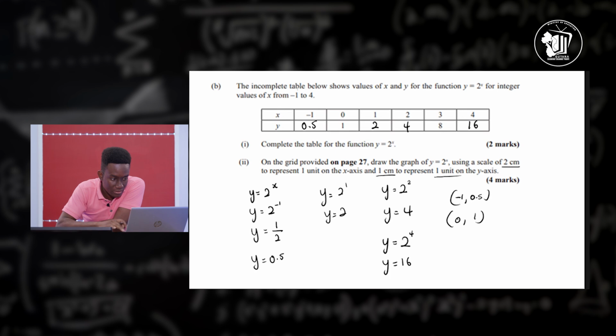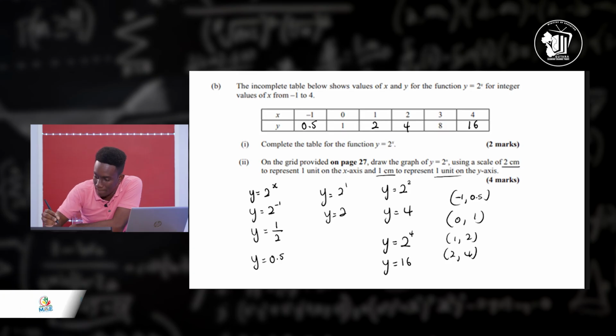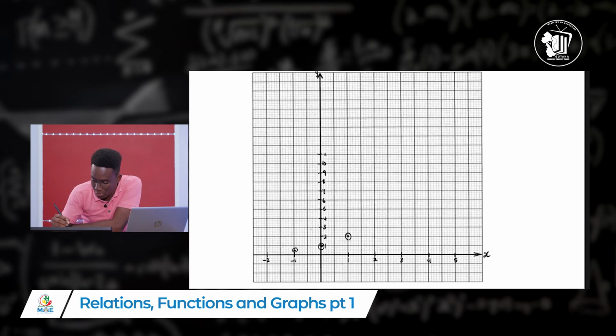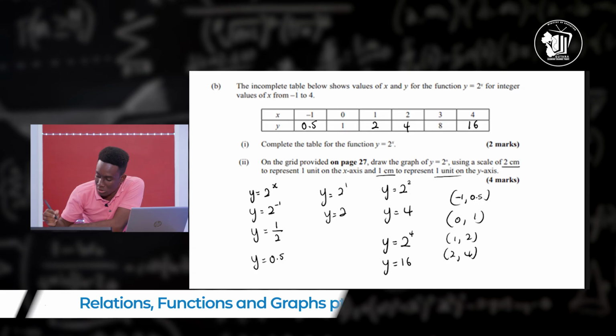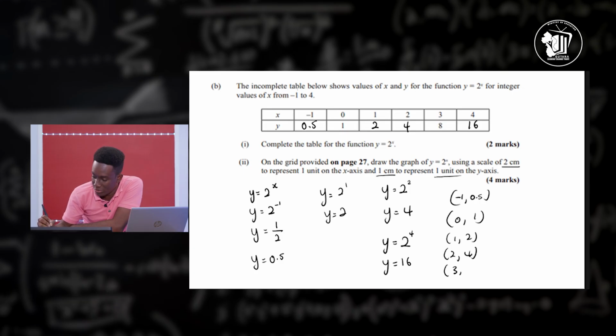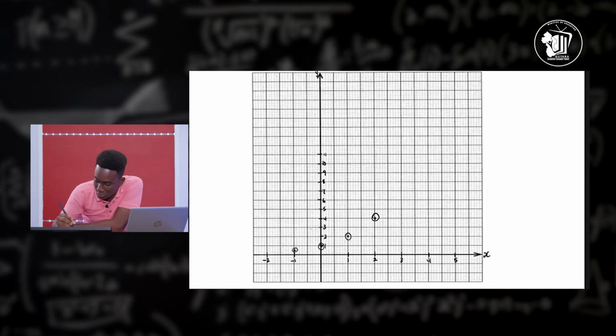Next point would be 2 across, 4 up. So 2, 4. So we go 2 across and 4 up. That will be right here. And the next one would be 3 across, 8 up, which would be right here. So we go 3 across and 8 up. So 8 is right here.